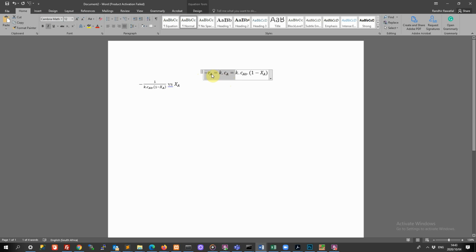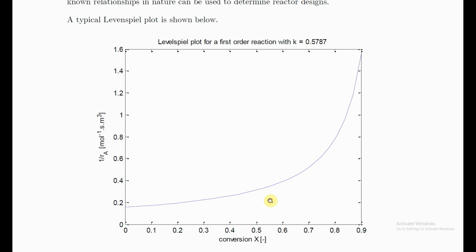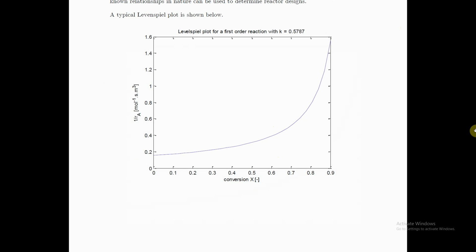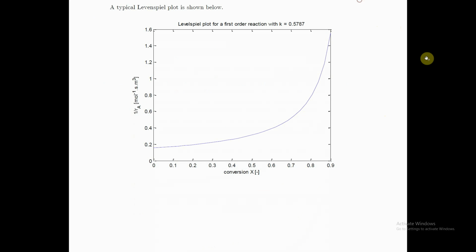And so even though it's an easy first order relationship, in our Levenspiel plot we are plotting 1 over RA. If you rewrite that in terms of conversion and plot that, you'll see that the function looks like this. This is how it's varying in the first order case. And we can now think about what this curve means for the three reactors.